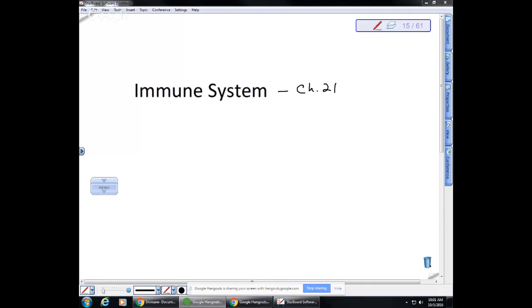So one function of the immune system is to distinguish self from non-self. And so we'll talk a little bit about how lymphocytes in particular are checked to make sure that they do not attack normal healthy cells.